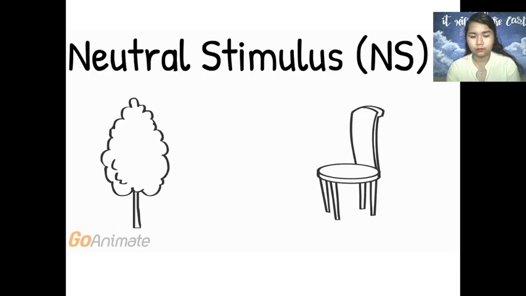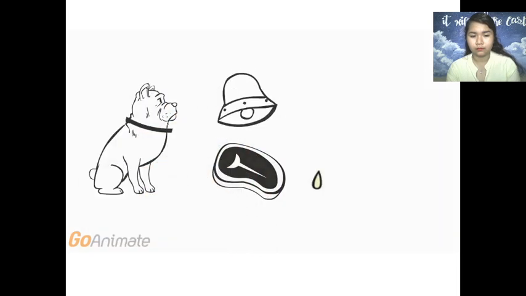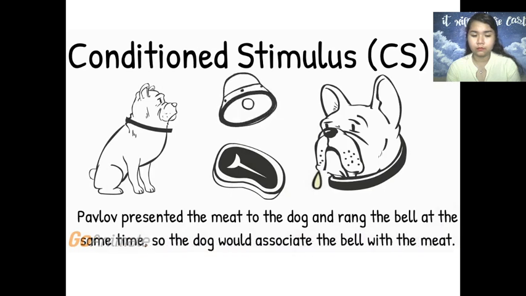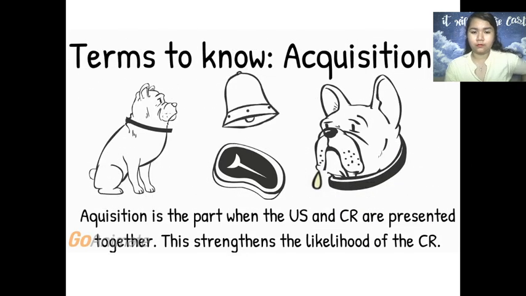Pavlov presented the meat to the dog and rang the bell at the same time, so the dog would associate the sound of the bell with the meat and eventually salivate to the sound of the bell. Acquisition is the part when the unconditioned stimulus and the neutral stimulus are presented together to produce the conditioned response. Acquisition is basically when the conditioned response is learned.